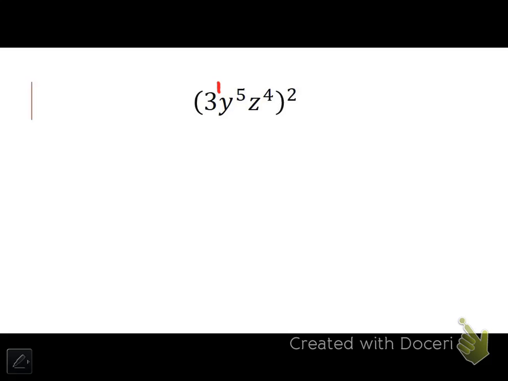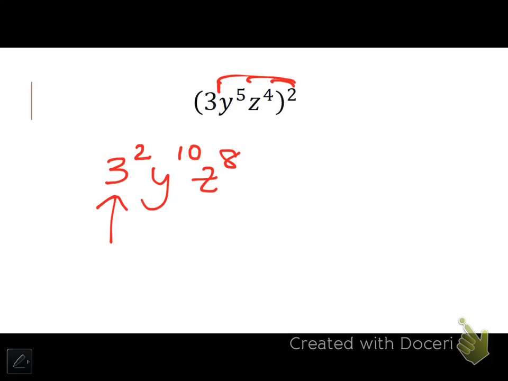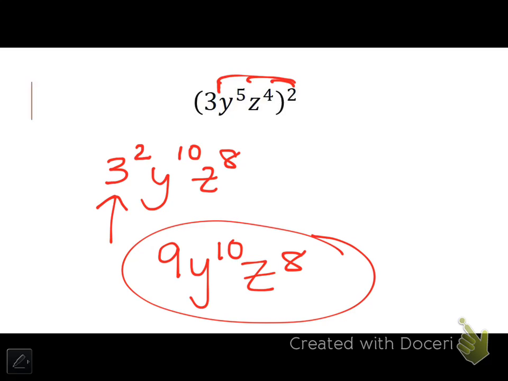Okay, I don't see an exponent here, so I got to add the 1 so that I can distribute this 2 to everything. So it's going to be 2 times 1 is 2. Again, power to a power, multiply. 5 times 2 is 10. 4 times 2 is 8. Well, we can simplify this now. So 3 squared is 3 times 3, which is 9. And we can rewrite it. So there's my answer.